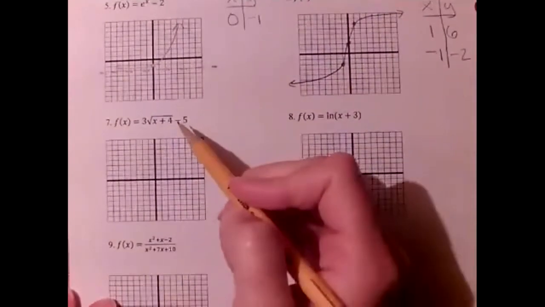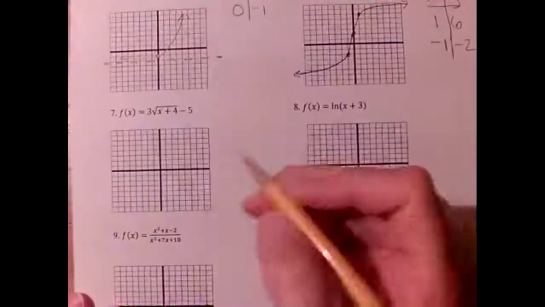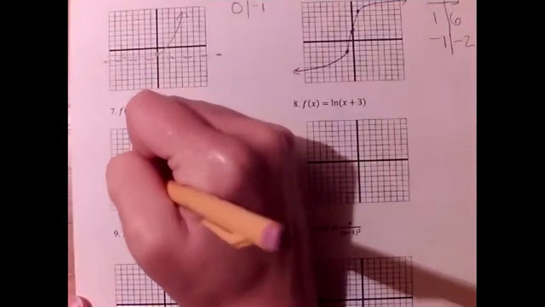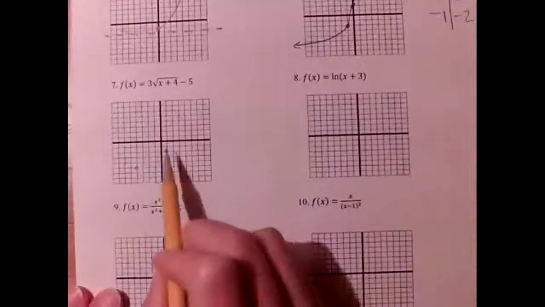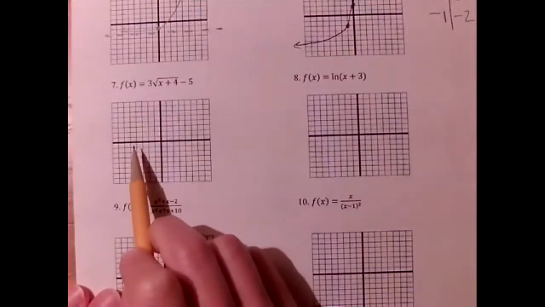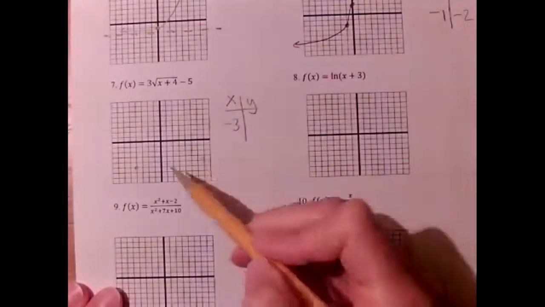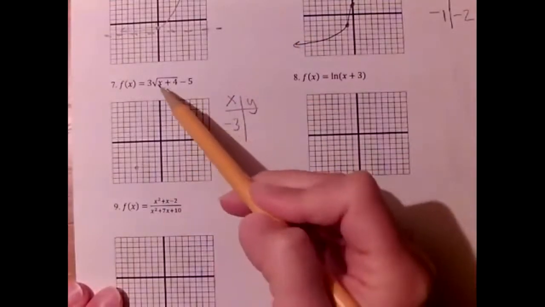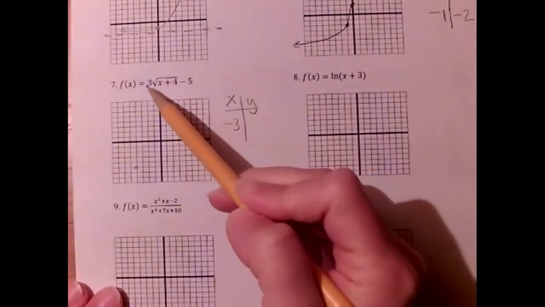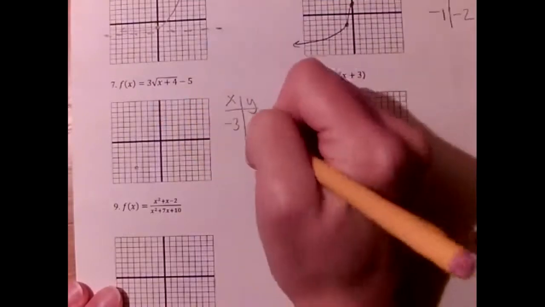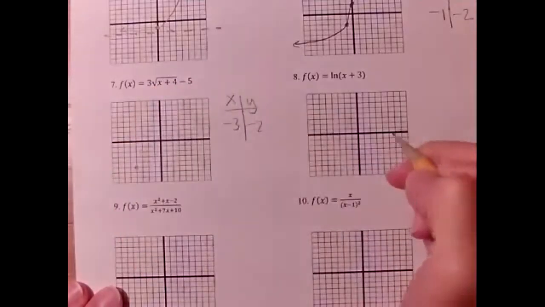All right, this one is square root, so it's going to be the half parabola. It went left 4 and down 5. So 1, 2, 3, 4. So we're going to start there. And since that is at -4, I'm going to try and plug in some numbers near -4. So let me try -3 and see what I get. -3 plus 4 would be 1. Square root of 1 is 1. Times 3 would be 3, and then minus 5 would be -2. So I get (-3, -2).